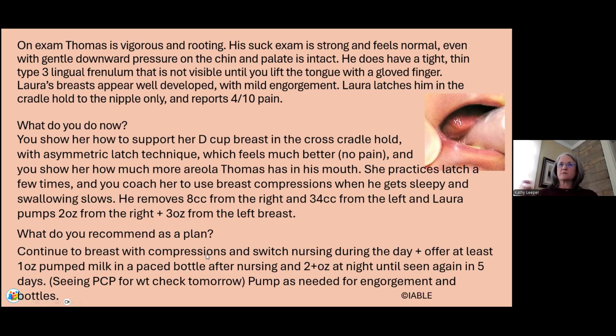There's several different ways you could do it, but I would recommend that she continues to offer the breast with compressions and switch nursing when he stops swallowing during the day, offering him at least an ounce of pumped milk in a paced bottle after daytime feedings, and then 2+ ounces at night, however much he seems to want, instead of breastfeeding, and then see him again in a few days. This was an actual case I used, and I didn't see him again for 5 days. So he was seeing his primary for a weight check tomorrow to make sure that this supplementation is going to start bringing the weight up, and then pump as needed for engorgement and bottles.